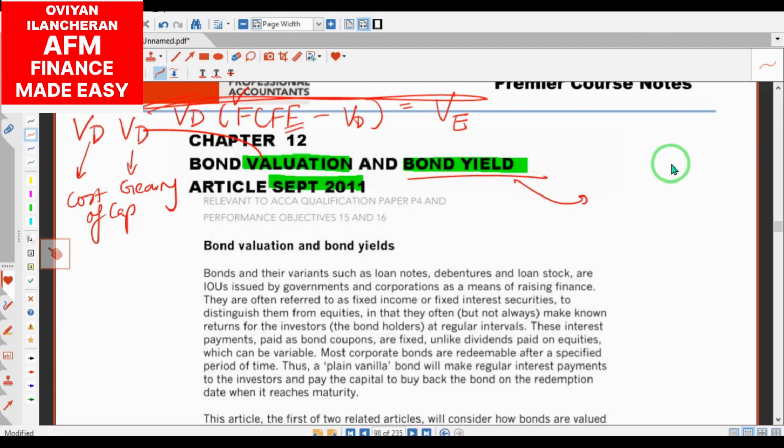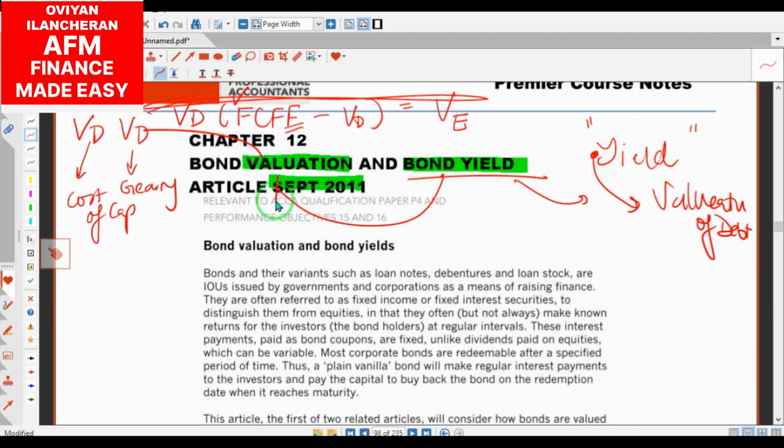Bond yield is basically the yield to maturity. Usually it's the yield for the investors, and we may need the yield in order to do the valuation of the debt. So you must know where the yield comes from, so that you can get the value. Yield and valuation are interrelated. To do value, you need the yield. To do the yield, you need the value. So sometimes they're interrelated. We'll see how it goes in this chapter.